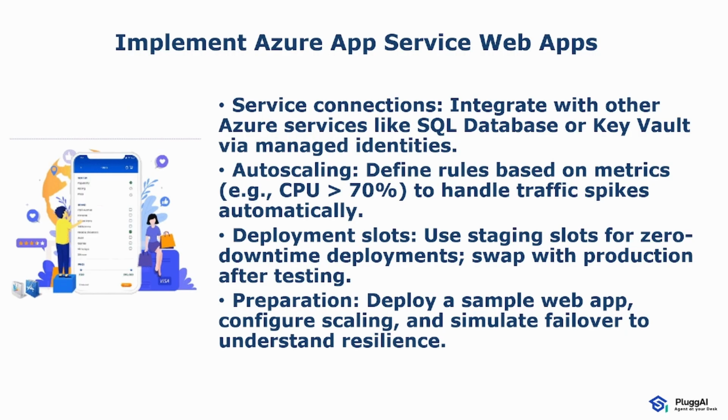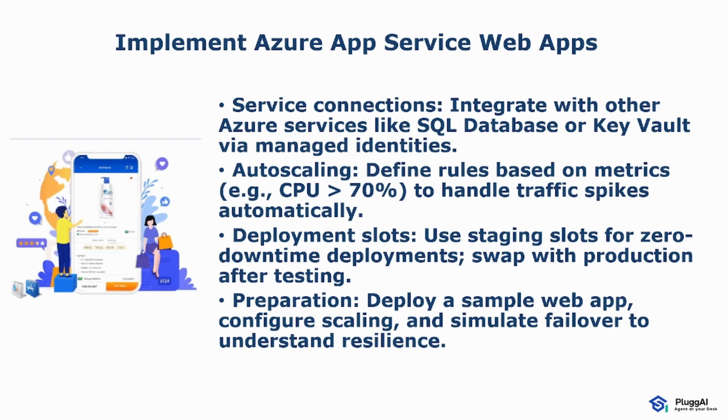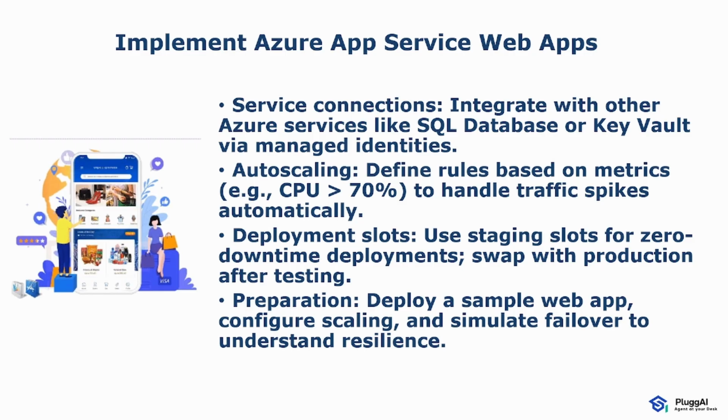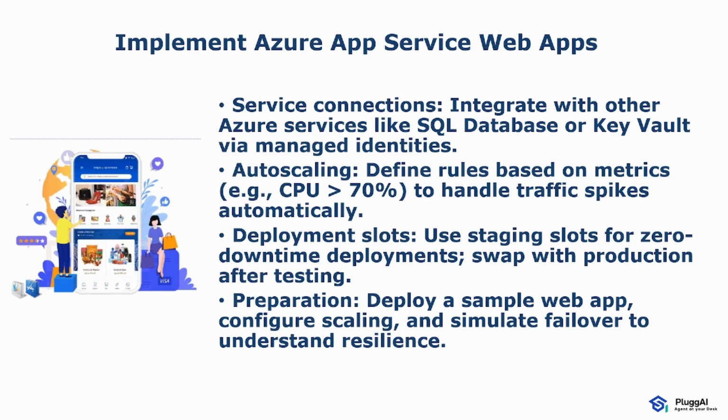Autoscaling. This is where App Service shines for production apps. You can scale out, add instances, or scale up, bigger VMs. Rules-based scaling is the most common. Scale out when CPU hits 70% for 10 minutes. Scale in when it drops to 30%.